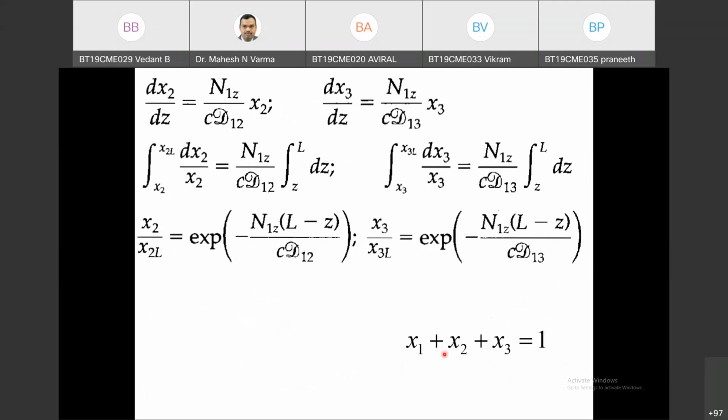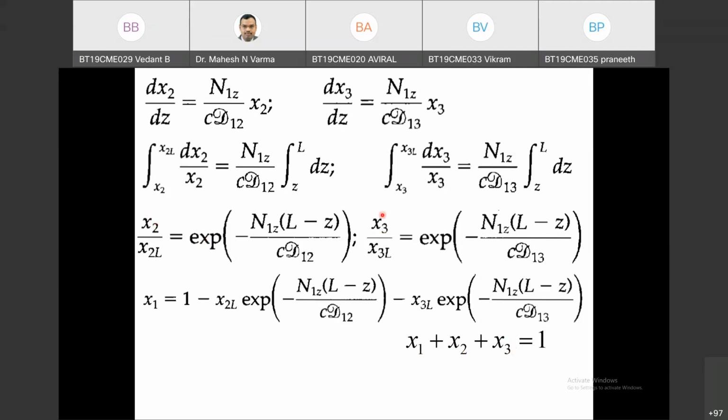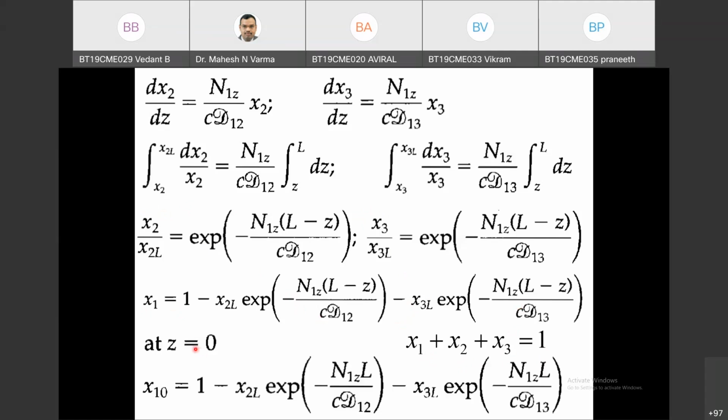So this is the condition for this system, the water, oxygen and nitrogen system: XA1 plus XA2 plus XA3 will be equal to 1. Now this is XA2, this is XA3, and XA1 will be equal to 1 minus XA2 minus XA3. And I have one boundary condition. At Z equals 0, this equals XA0, X10. This I can calculate as the saturated concentration of water at the interface.